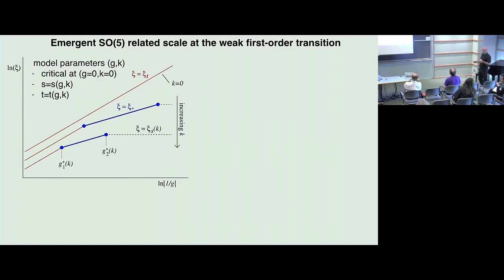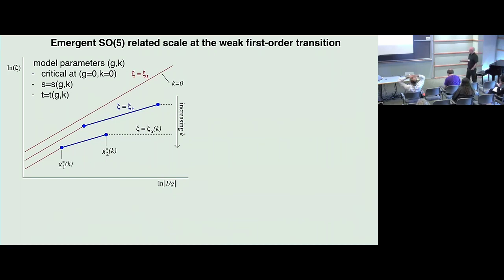So this is pretty much my last slide here. One interesting consequence of this new nu star exponent is that it controls a length scale on the way to the first order transition.